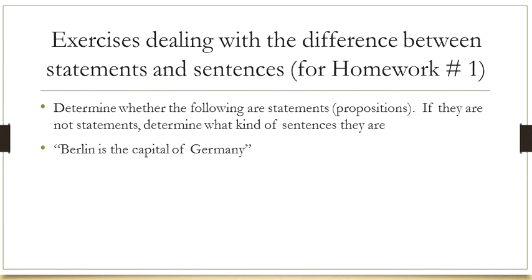If they are not statements, determine what kind of sentences they are. Okay, Berlin is the capital of Germany. That is a statement that is true, right? It could be false, but it is true. Again, whether it's true or false doesn't matter. The important point here is that that is a statement. Paris is the capital of Germany. Okay, that is also a statement, and this one is false, because Paris is the capital of France. Paris is not the capital of Germany. But it still has truth value, and thus it is a statement.